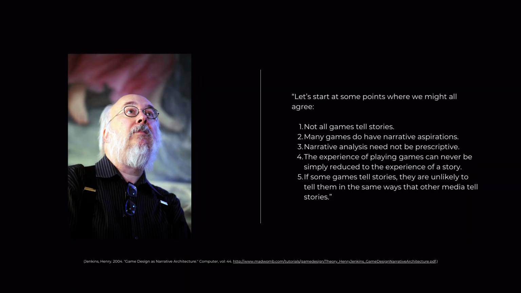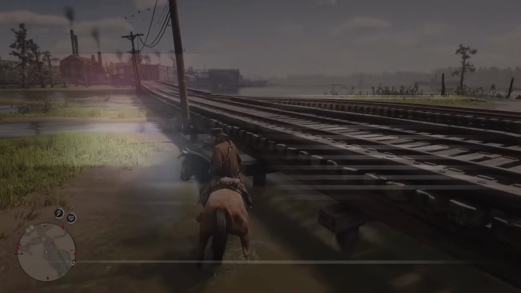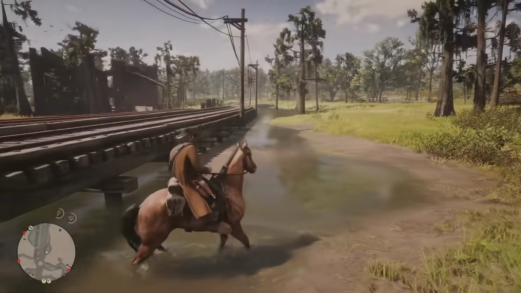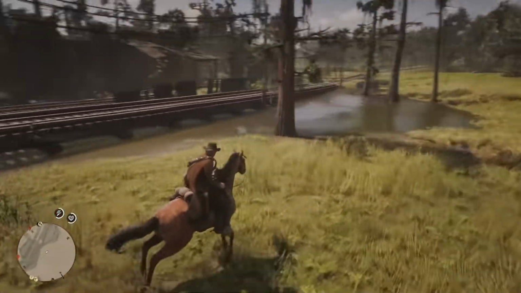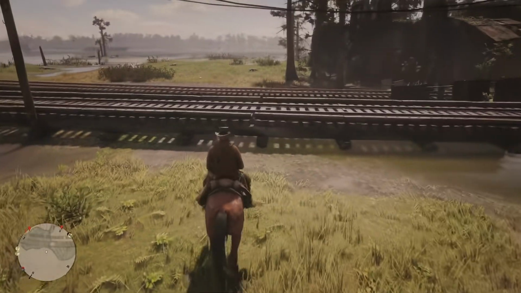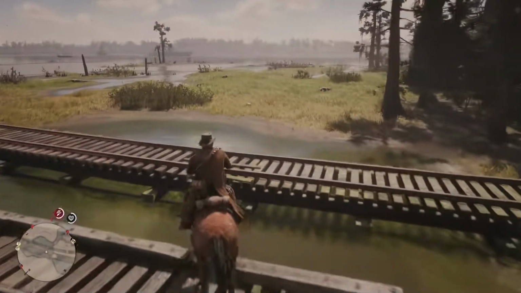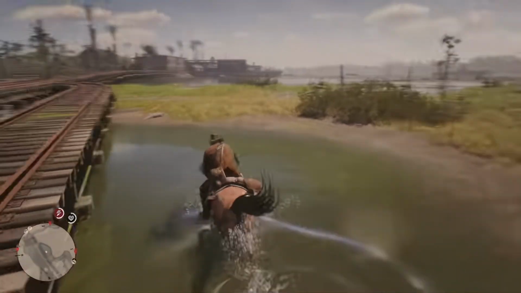On this point, Henry Jenkins came up with his work and pointed out that not every game tells stories, but many games have a narrative aim. The narrative analysis shouldn't be prescriptive. The playing experience cannot be reduced to simply narrative, and games tell stories differently than other forms of media do. Games like The Last of Us and Red Dead Redemption serve as prime examples, where robust mechanics work in harmony with deeply engaging stories to create experiences that are both challenging and emotionally resonant.